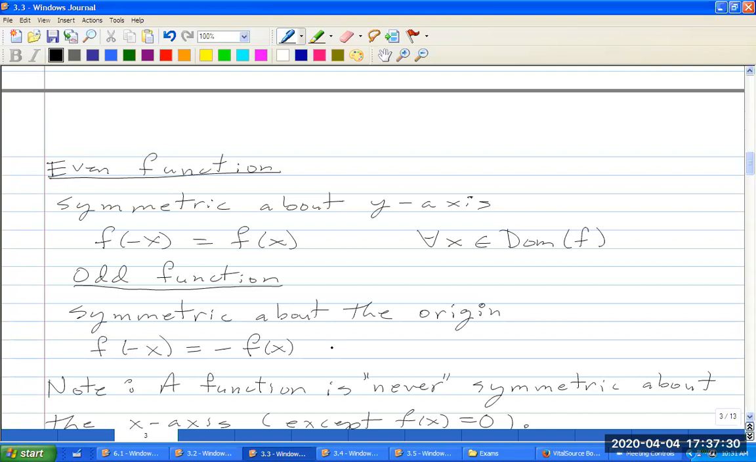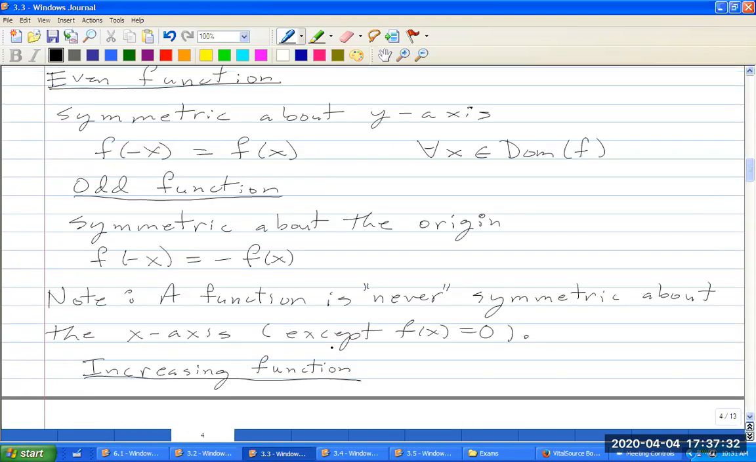Note the following, and this is why I didn't state it. A function is never symmetric about the x-axis, except for, well, one exception. The function f of x identically equal to 0. So if f of x is always equal to 0, well, that's symmetric about the x-axis, but anything else is not symmetric about the x-axis, and still being a function.